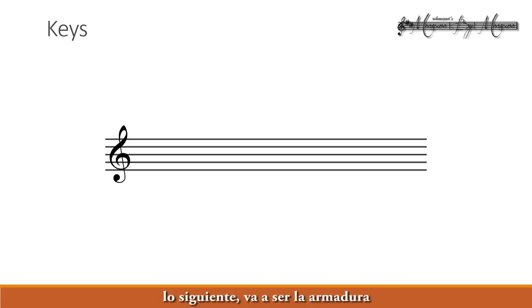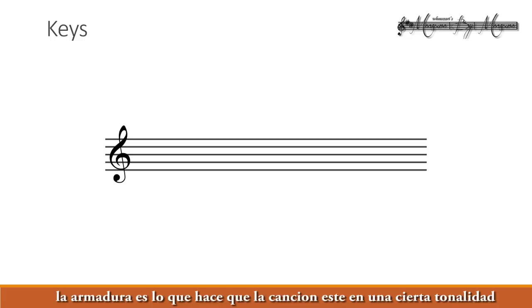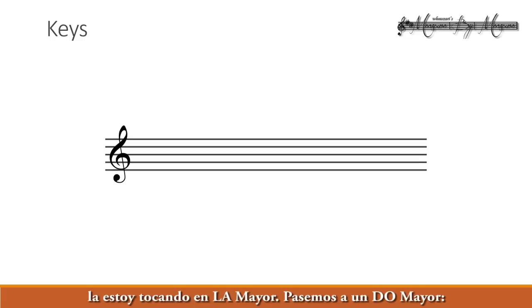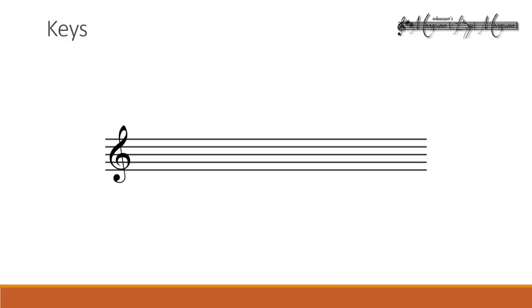The next step is going to be keys. Keys is what makes a song a certain pitch. Like, for example, let's play this song. I'm playing it in A major. Let's go to C major. I'm sure you heard the difference. It's the same song, but it's played in different keys.